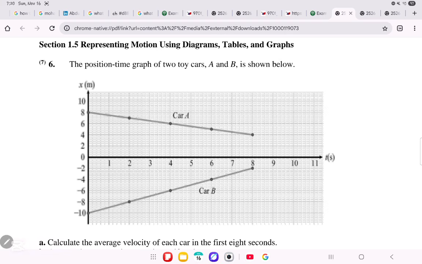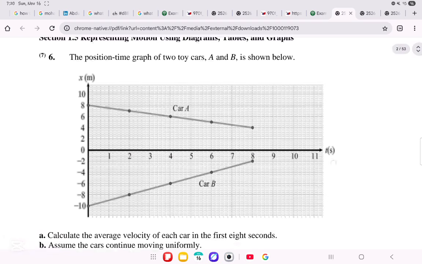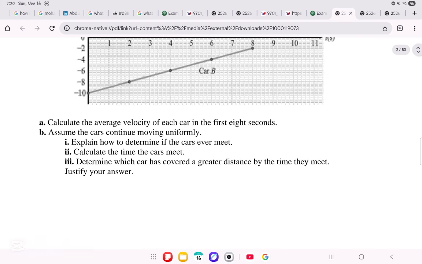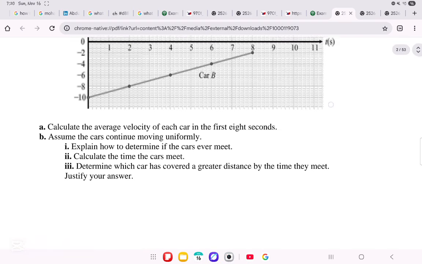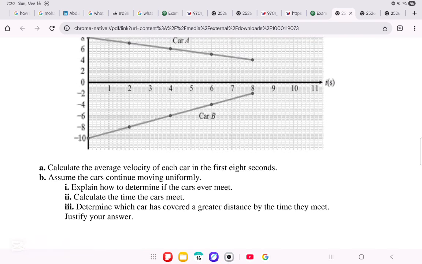The position time graph of two toy cars A and B is shown below. Calculate the average velocity of each car in the first 8 seconds. How do we calculate the average velocity in the first 8 seconds? You just come here, right?